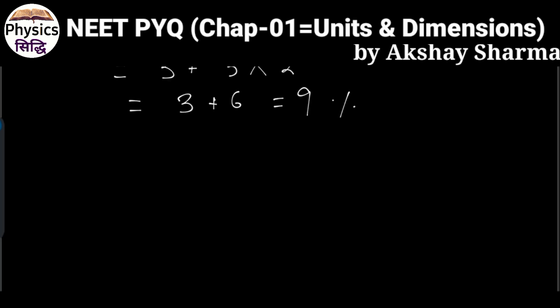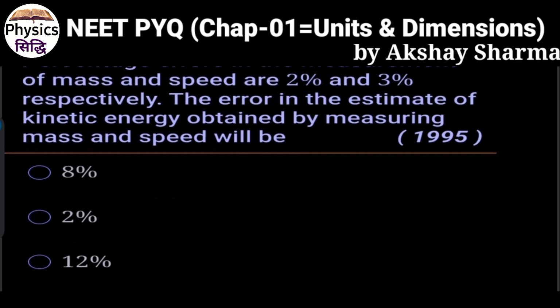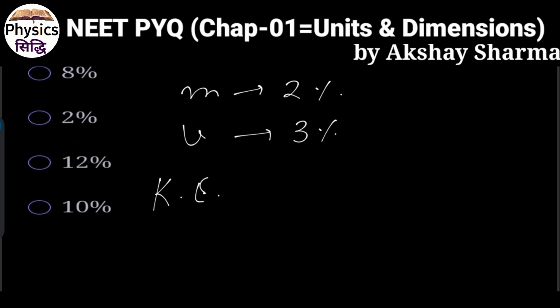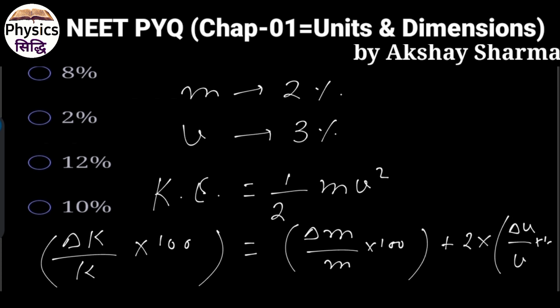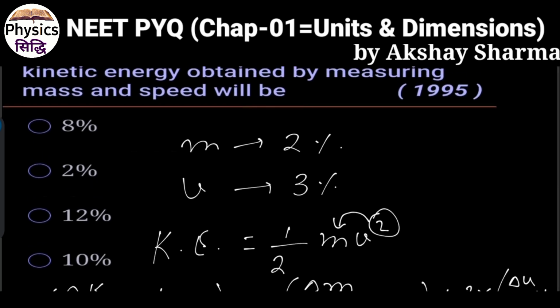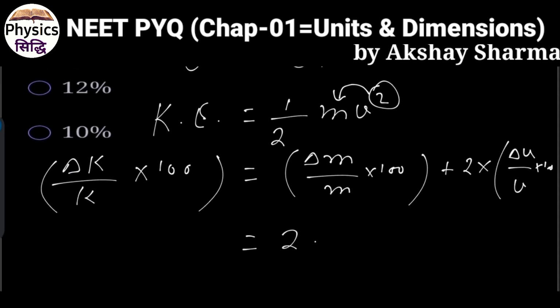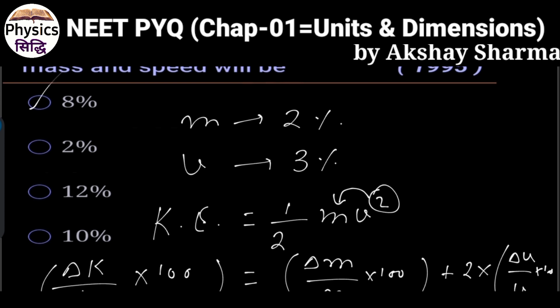Let's see the next question. The percentage errors in measurement of mass and speed are 2% and 3%. What is the error in estimating the kinetic energy? I hope you are not new to this formula: kinetic energy is equal to half m v squared. So delta K upon K into 100, the percentage error in kinetic energy, equals the percentage error in mass plus 2 into the percentage error in velocity. For mass it is 2, plus 2 into 3 for velocity. 2 plus 6 is 8%. So 8% is the correct answer.